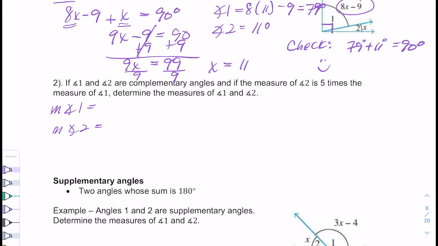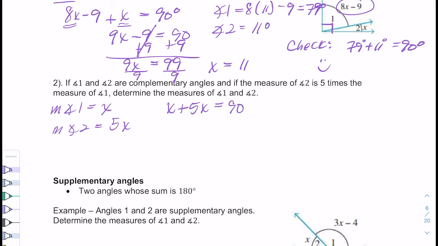Well, I don't know angle 1. So when we don't know something, that's our variable. So I'm going to call that x. So now, for angle 2, I know that it's 5 times the measure of angle 1. So that would just be 5x. Remember that these are complementary, so they're going to add up to 90. So when I write my equation, I just have x plus 5x equals 90.